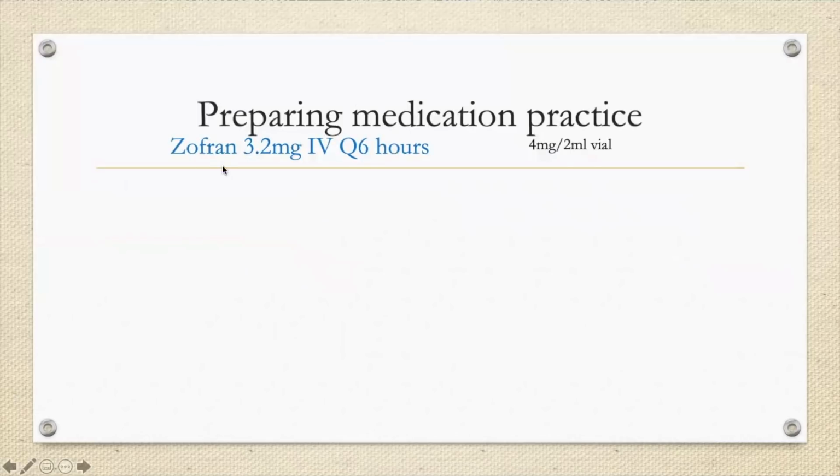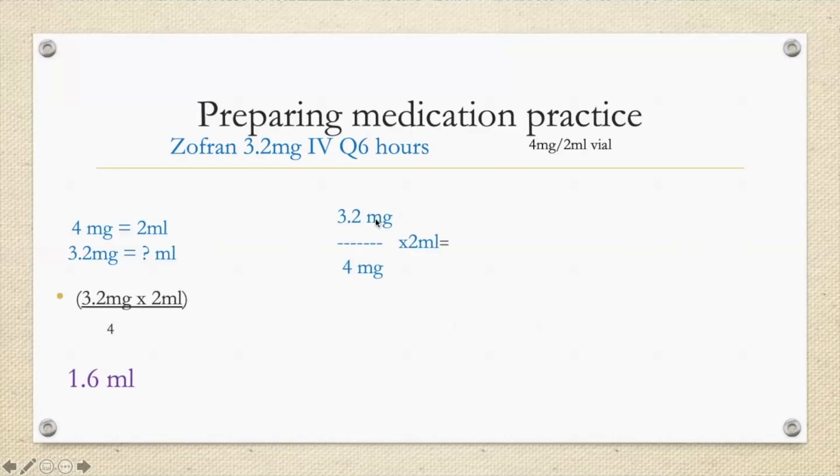Zofran is often given for nausea, and you've been prescribed 3.2 milligrams every 6 hours. When you go into the med room in the Pyxis, you pull out the vial that's 4 milligrams per 2 mL vial. Well, we can set up our ratio. 4 milligrams equals 2 mLs. 3.2 milligrams equals how many mLs? 3.2 times 2 divided by 4. It's going to give us 1.6 mLs.